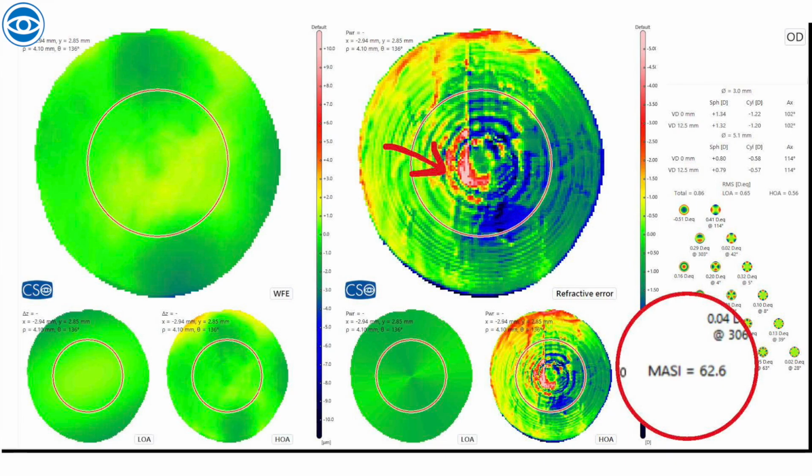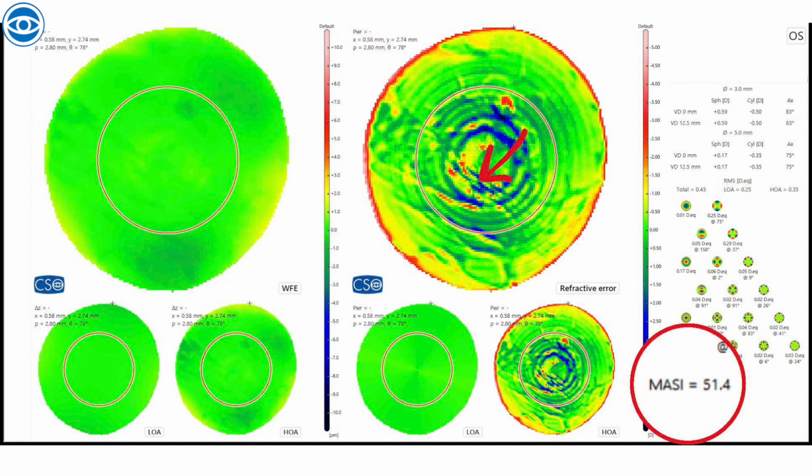But if you look at the Osiris, what you see is definitely something abnormal in terms of scatter with a massive micro aberration scatter index of 62. Typically in a regular eye, nice eye, I would say it's 15. In a trifocal eye, it should be 30 or 40 at best.